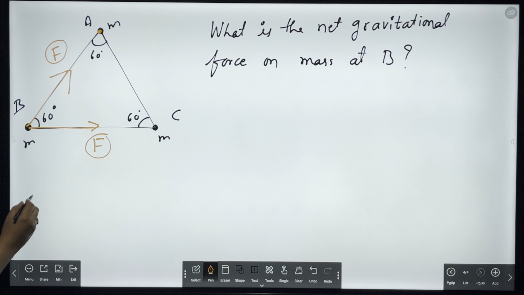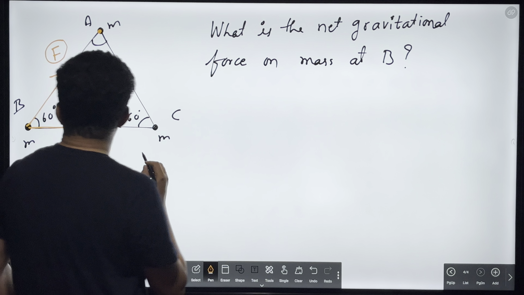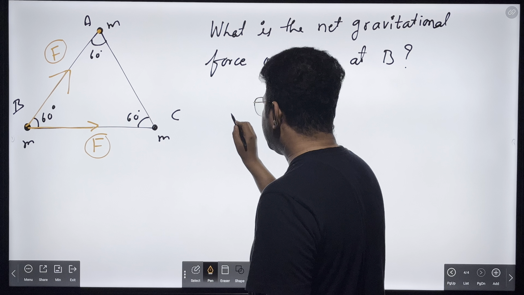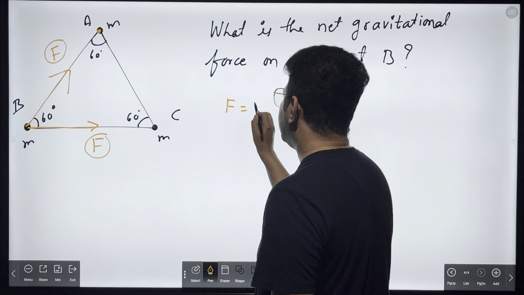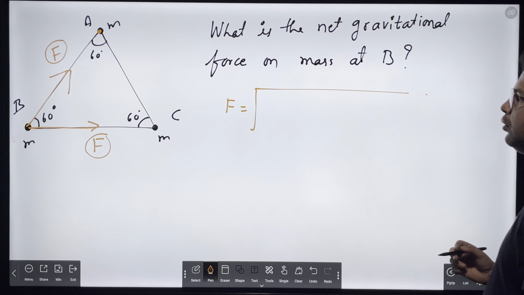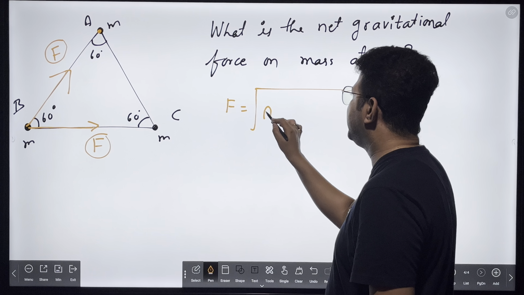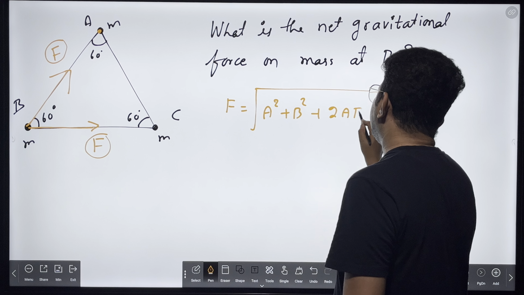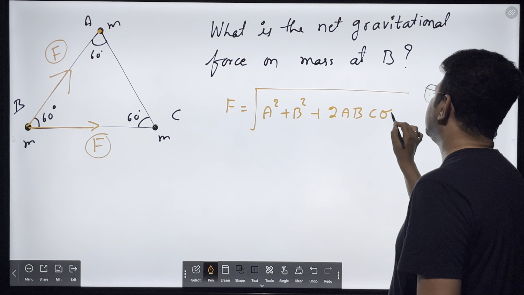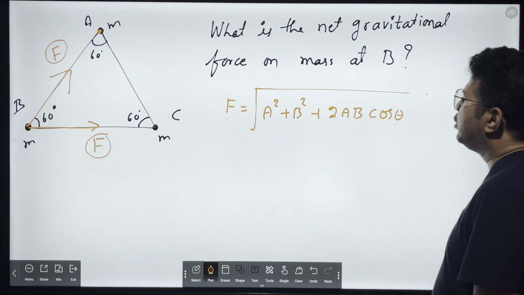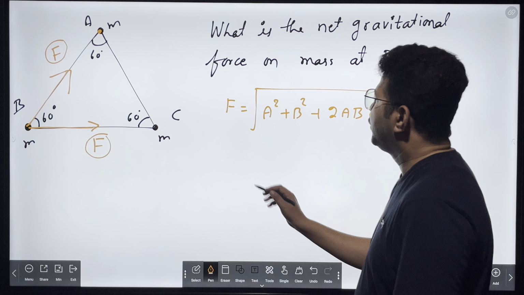So what is the resultant force? Angle between the two forces is 60 degree. Correct? Now what is resultant force? We know this formula. F is equal to square root of a square plus b square plus 2ab cos theta. So what is the net force?